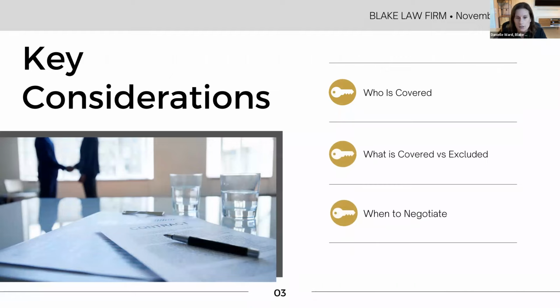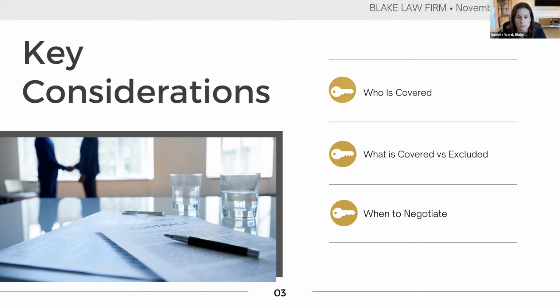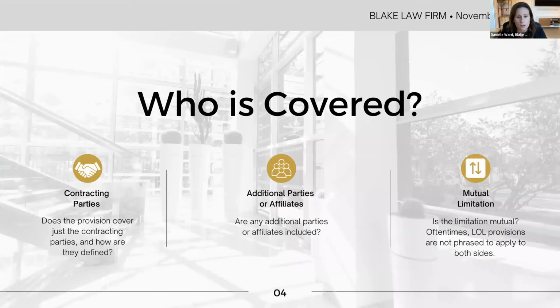Some of the key considerations, although there are many, are who is covered, what is covered versus excluded, and when to negotiate. Under the consideration of who is covered, look at whether it's just the contracting parties whose limitations are included, or does it include third parties? Does it include the shareholders, the employees, subsidiaries, or parent companies? And look at whether that limitation is mutual. In some instances, it doesn't make sense for it to flow both ways, but in some contracts it does. So double check whether that is included or not, and whether the provisions, if they apply to both parties, are to the same extent.